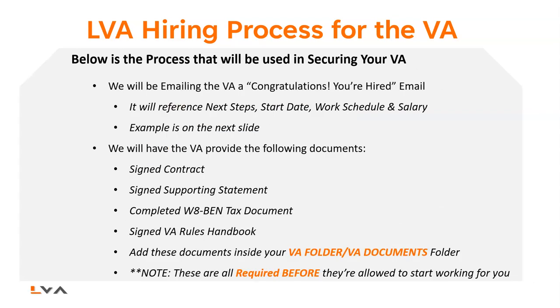hour. Now, once you pick your VA, we're going to be emailing them a congratulations, you're hired email, and it will reference next steps, start date, work schedule, salary, and I'll show you an example in a minute. But also, we're going to have the VA provide the following documents: a signed contract, signed supporting statement, completed W-8BEN tax document, and then a signed VA rules handbook. Once we get that back from the VA, we'll hand them over to you, and then you can add all those documents inside your VA documents folder. And then note, these are all required before the VA is allowed to start working for you.